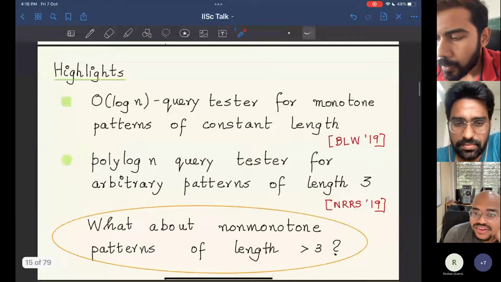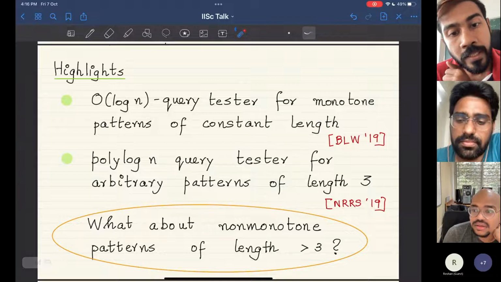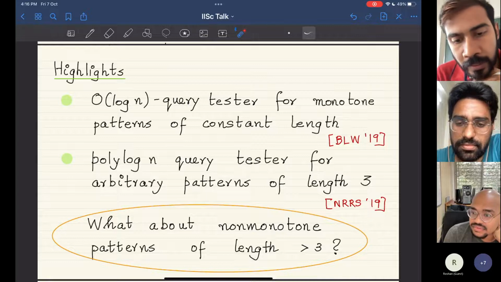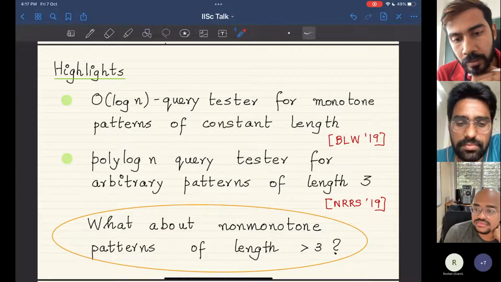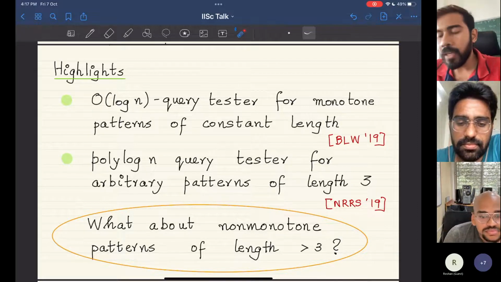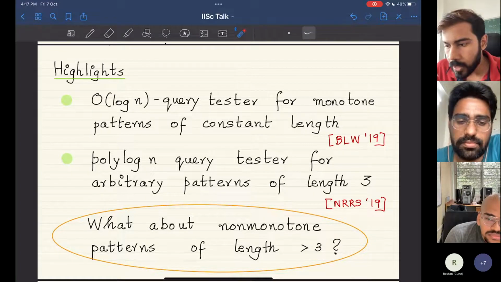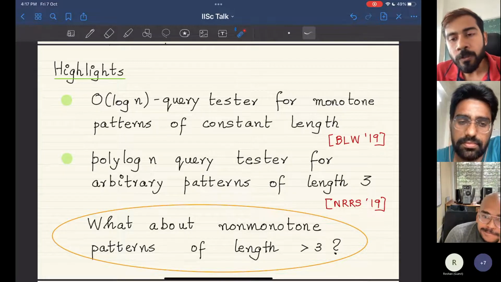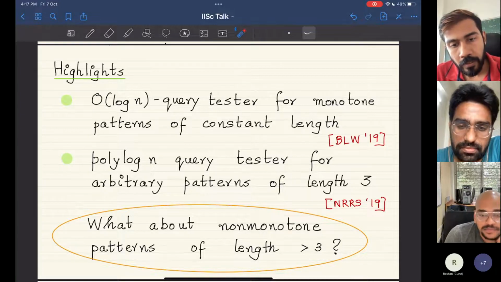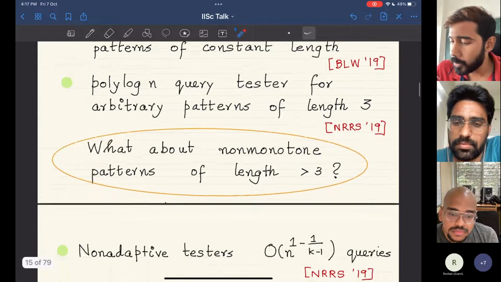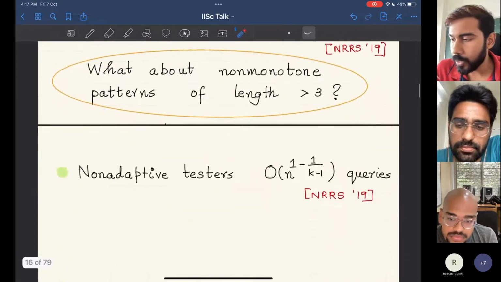Are these testers one-sided? Yes, these testers all happen to be one-sided error testers, but the lower bound I mentioned for monotonicity is a two-sided error lower bound, right? So the main open question that resulted from all of these works was: what can you do for arbitrary patterns or non-monotone patterns of constant length? Can you say something? In fact, we can say something. Something has been said. That's how I should put it.